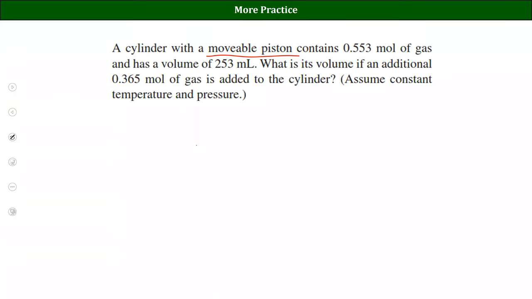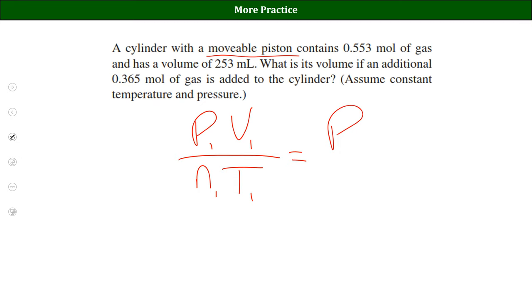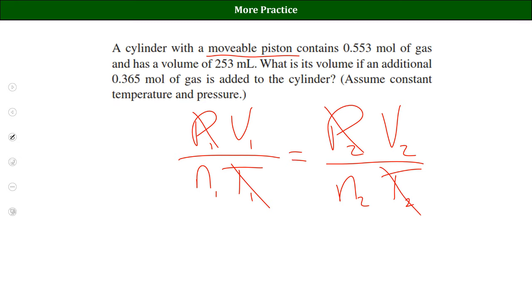Go back to our combined equation, cancel out everything that's not relevant, that's not changing. We know volume is changing. We know that moles is changing. Nothing else is changing. So pressure gets canceled out and temperature gets canceled out. We have V1 over N1 equals V2 over N2. Solve for what you don't have, right?